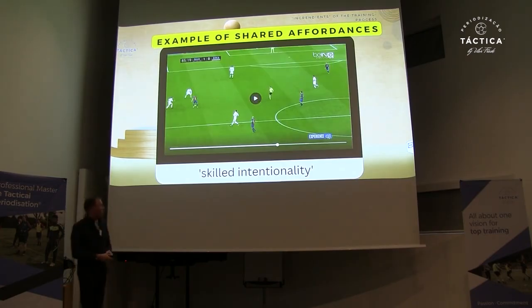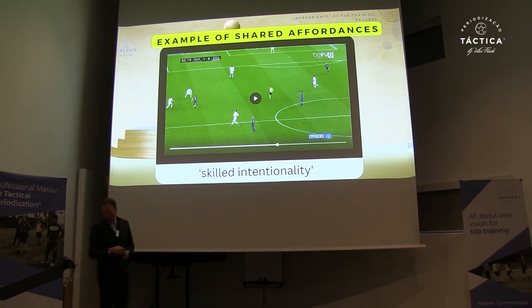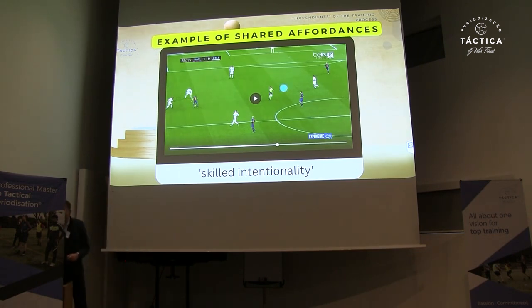Now, Iniesta is perceiving this gap, and he really wants to play that ball. And this is where he will first look.